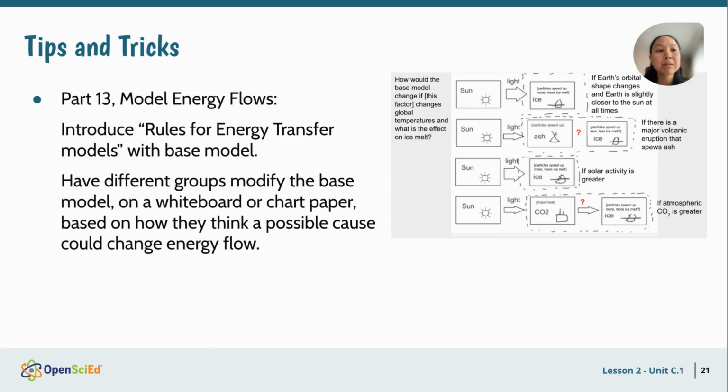In order for students to practice with the rules for energy transfer models, I had success having students work in small groups to modify the base model on small whiteboards based on how they think a possible cause could change energy flow. So, across the classroom, we'll have at least two small groups work on one possible cause that gives them a way to compare and contrast how they modified the base model as well.